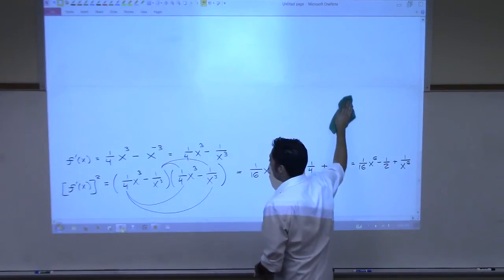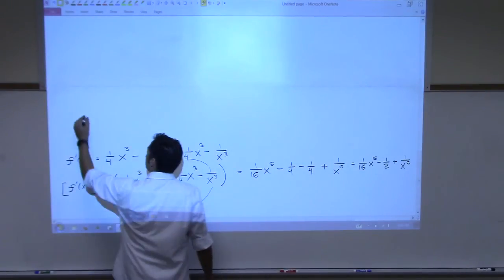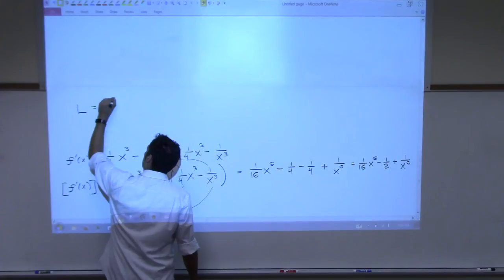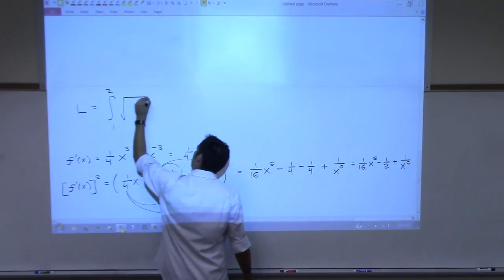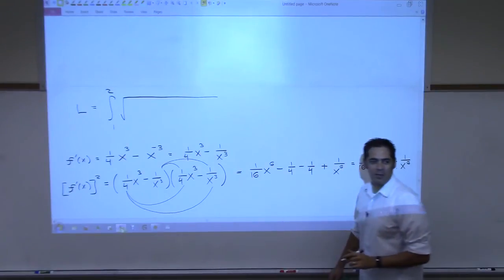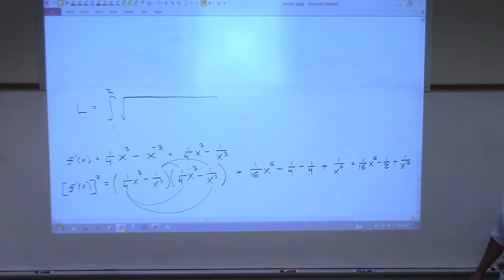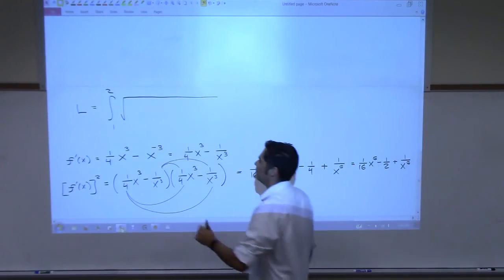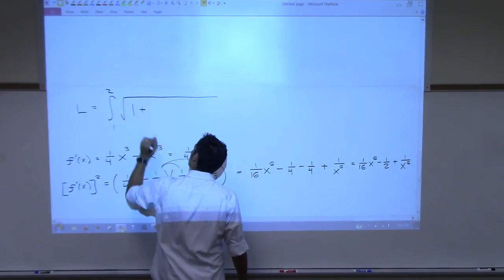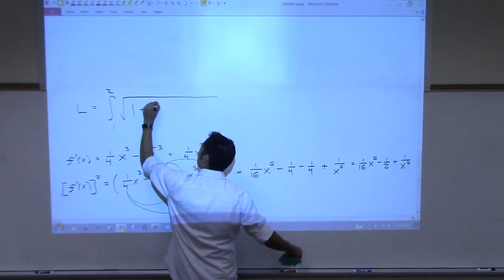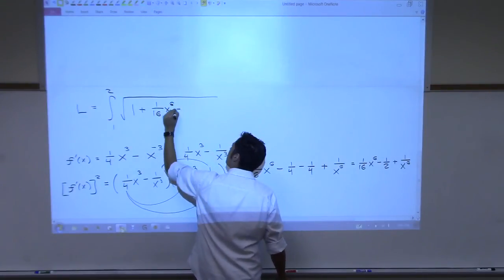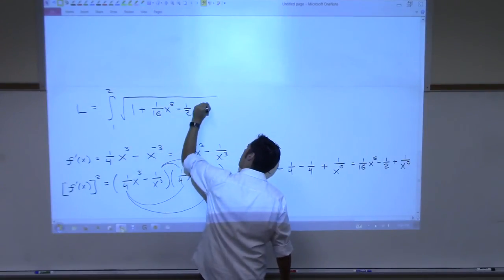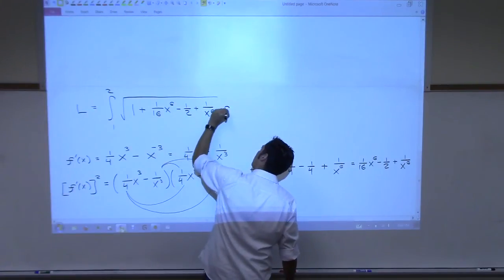That was all just my work to get me to this point. The length of this curve should be the integral from 1 to 2. Why is it 1 to 2? That's what I told you, right? I told you it was from 1 to 2. Square root of 1 plus that: 1/16 x to the 6th minus a half plus 1 over x to the 6th dx.